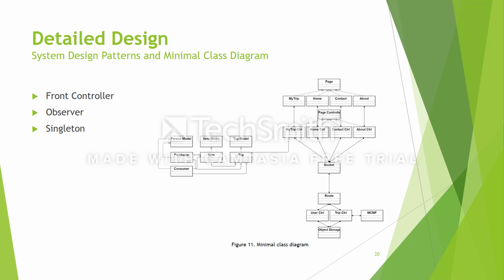This is the detailed design for GoDutch. The system design patterns and minimal class diagram. In GoDutch, we use front controller, observer, and singleton design patterns. The routing services serve as the front controller that handle all the user requests. The AngularJS data binding implements the observer design pattern. The singleton design pattern is used to ensure that each user has only one socket communicating with the server.